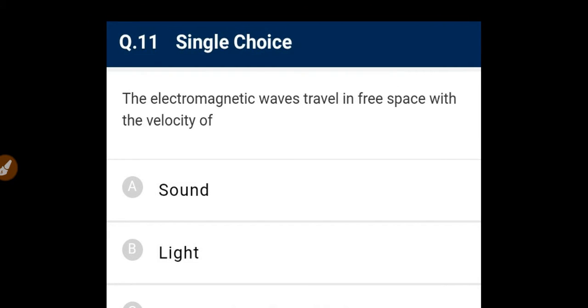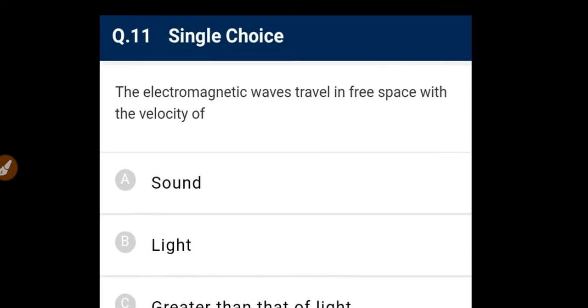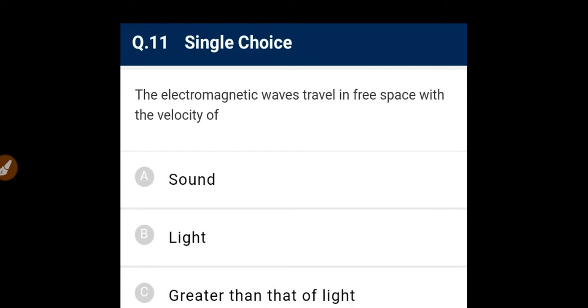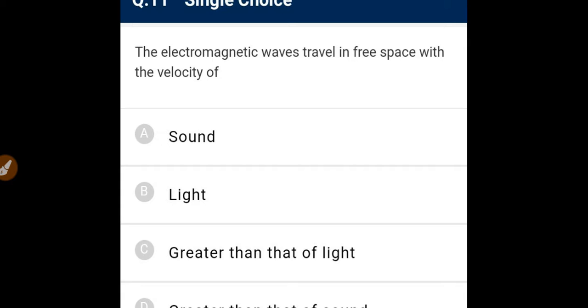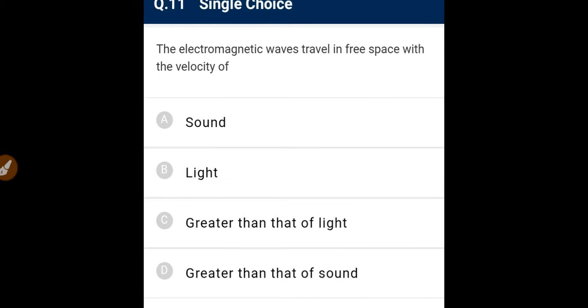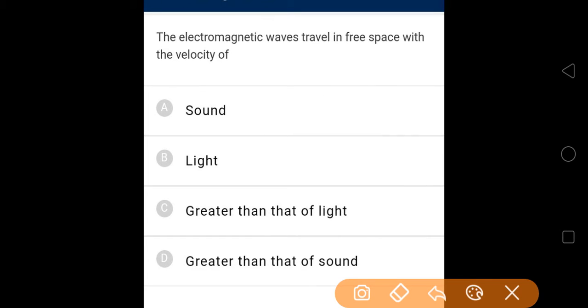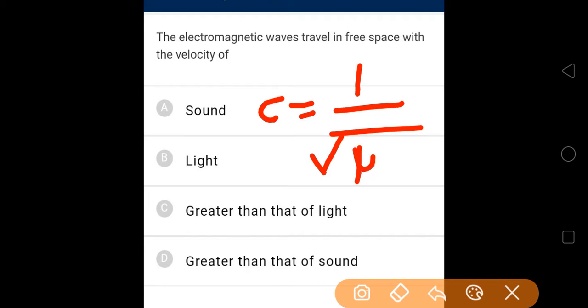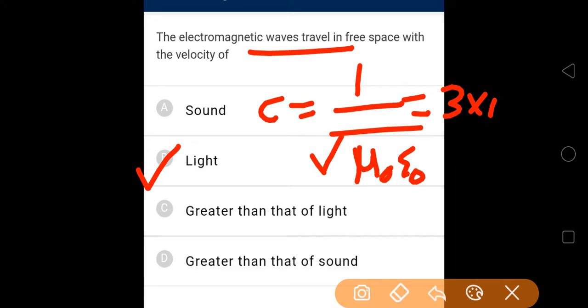Let's continue with questions number 11 to 20. The electromagnetic waves travel in free space with the velocity of? It is a very well known question because we know the formula C is equal to 1 by root of mu naught epsilon naught. So electromagnetic waves travel in free space with the velocity of light, which is nothing but 3 into 10 power 8 meter per second.